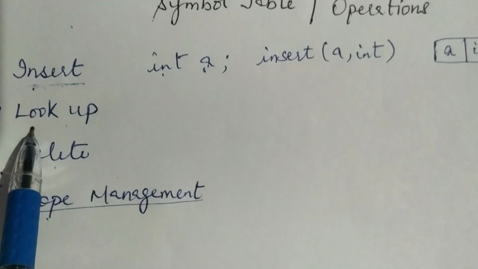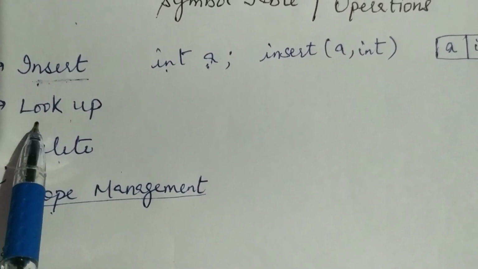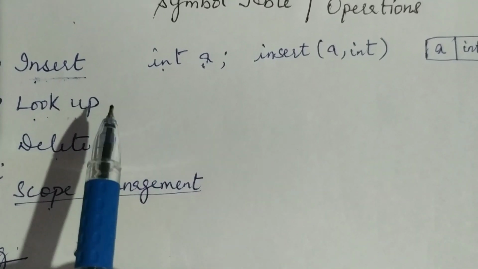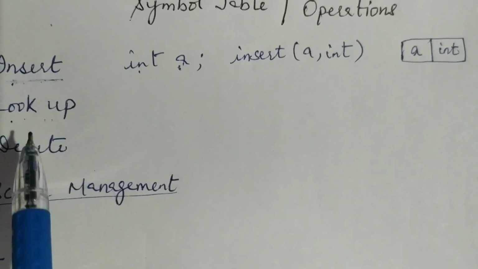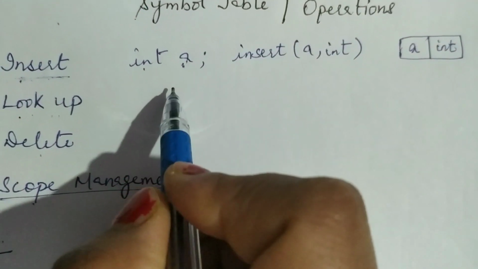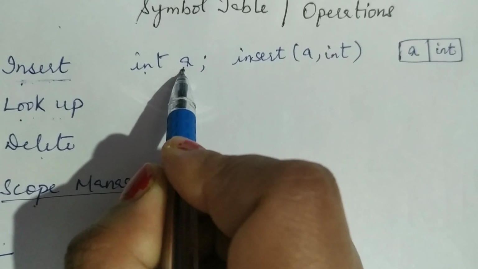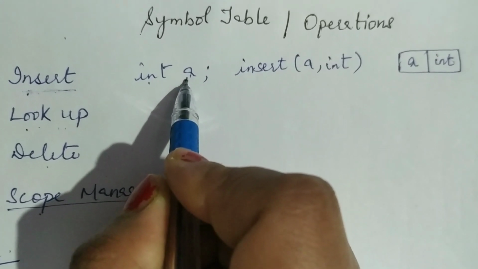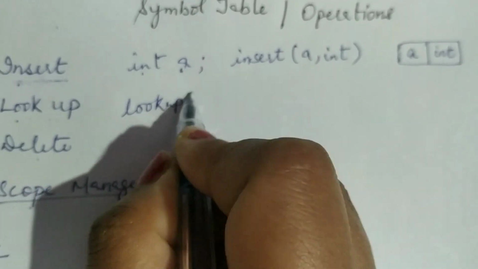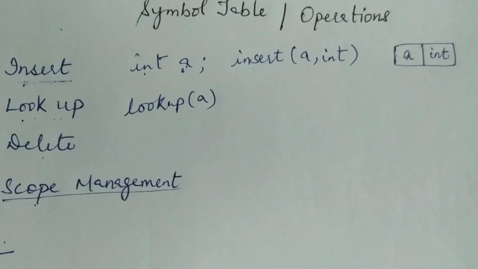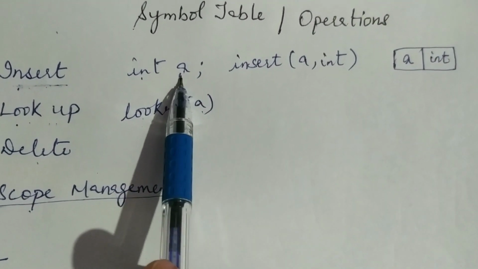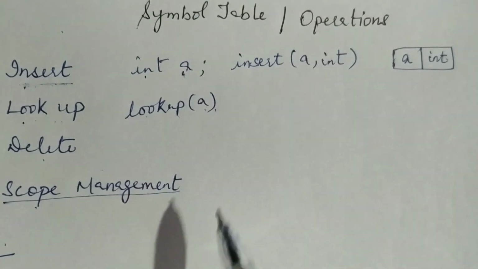Next we come towards the lookup operation. Lookup operation will find out all the information about the particular variable. Now let us suppose we want to find out the information about variable a in the symbol table. Then we will write lookup a. Whenever we write lookup a, all the information regarding a will be fetched from the symbol table.